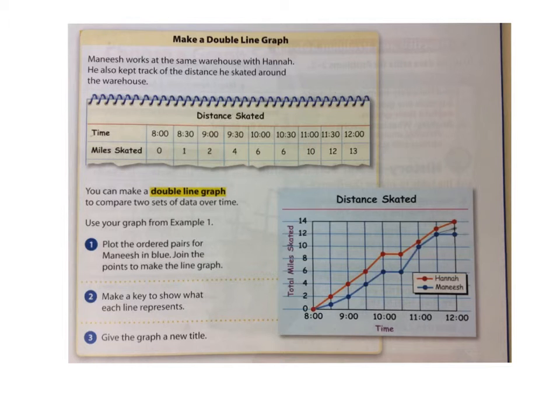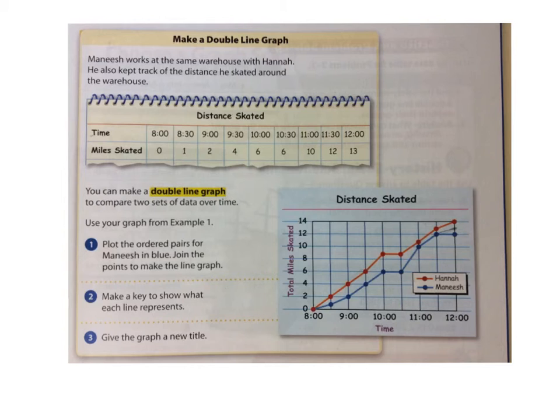So here, you notice Manish also kept track of his data from 8 o'clock all the way to 12 o'clock, but he skated different amounts than Hannah, right? So it says you can make a double line graph to compare 2 sets of data over time. So this red one, you need a key now to show that the red is Hannah and the blue line is Manish. Okay, and so they did the same thing.